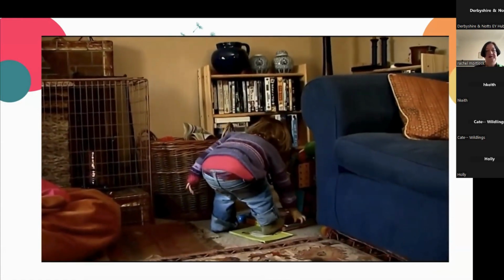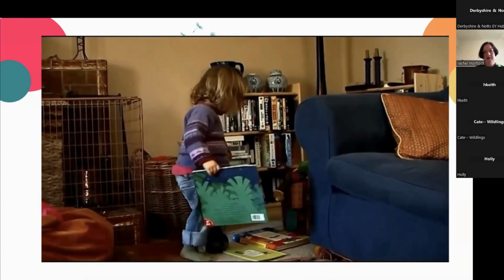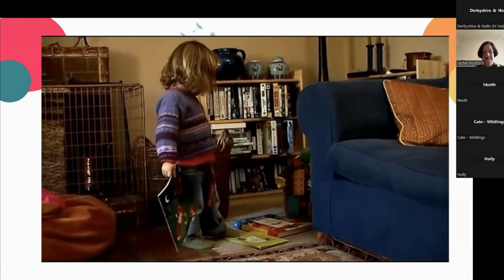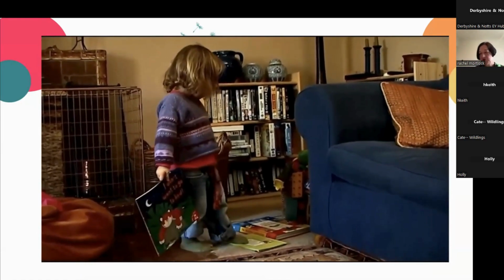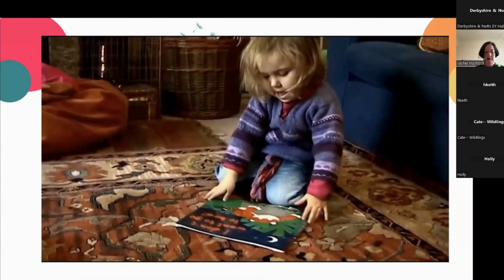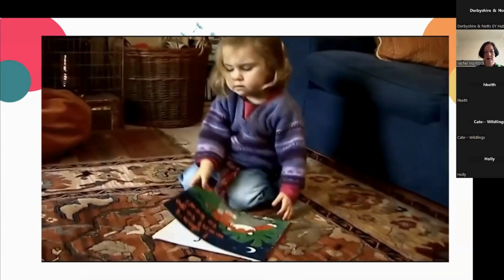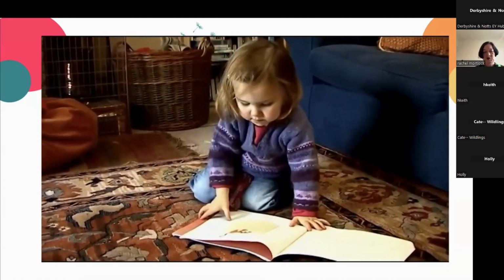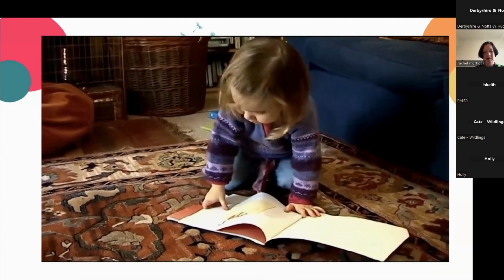Ava's had a lot of experiences with books. She's often seen Mum reading, and they've enjoyed reading stories together. When she chooses to read a book, she knows where to start reading and in which direction to turn the pages. And importantly, she knows that books tell stories.